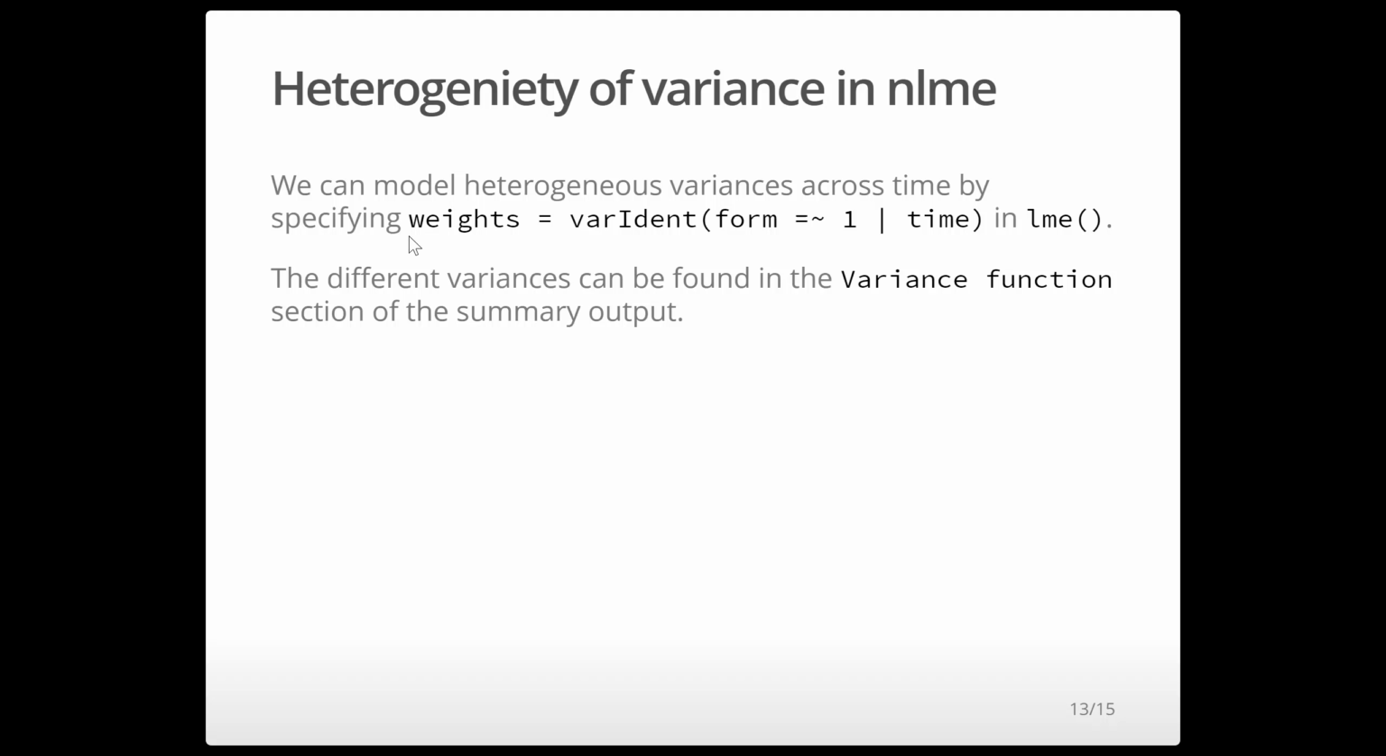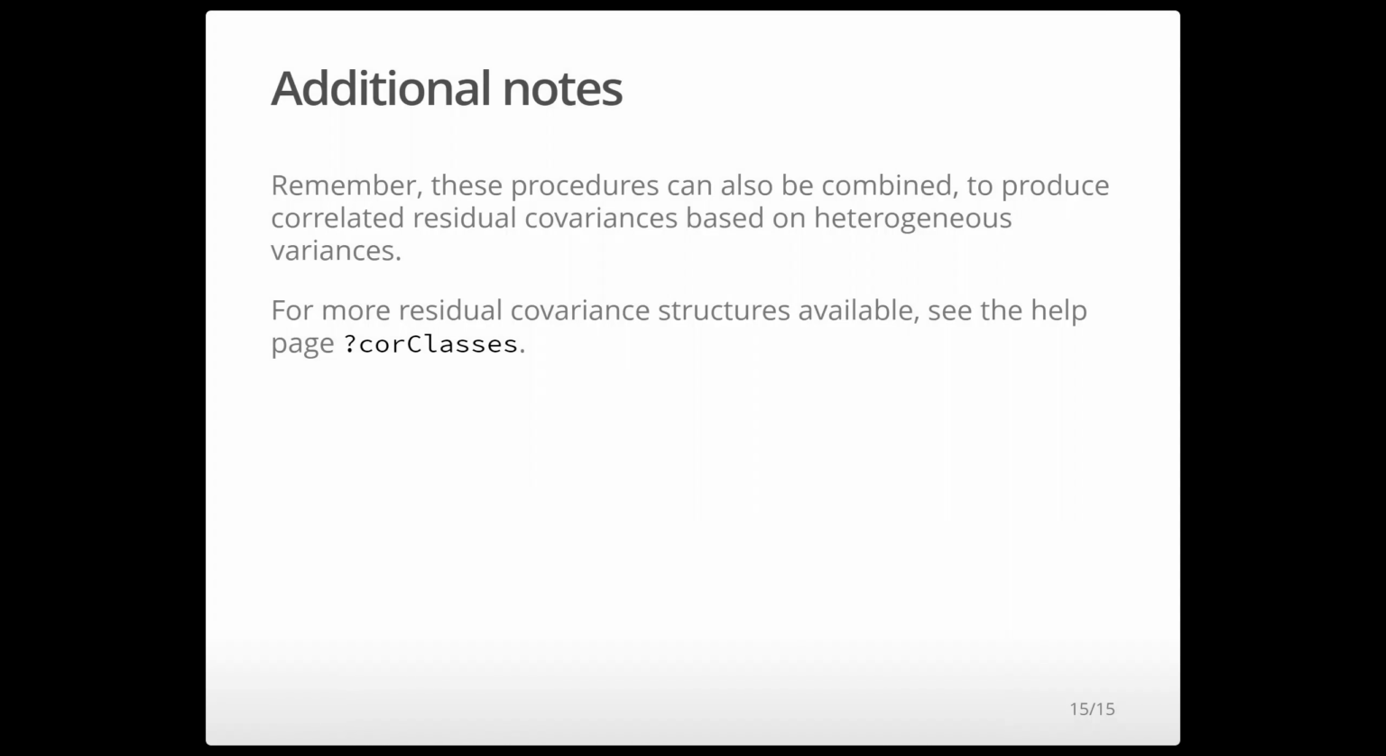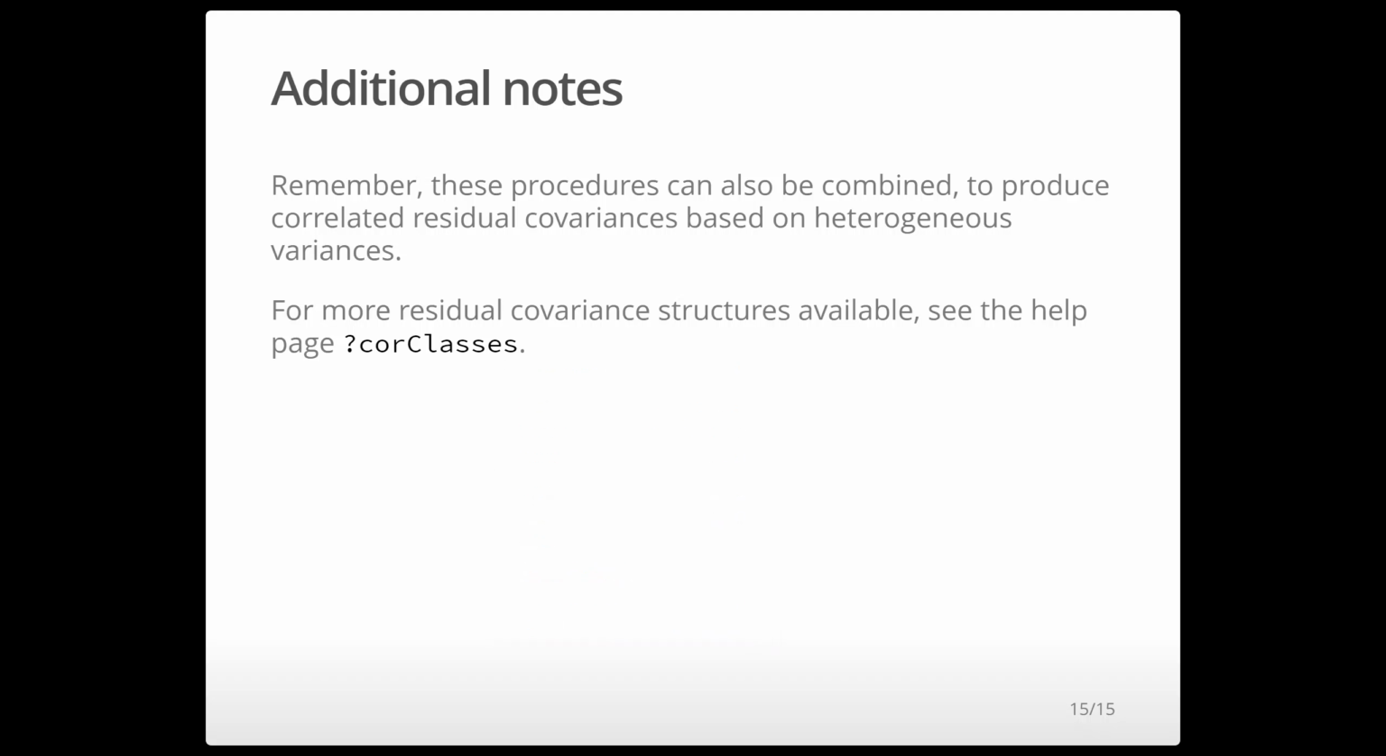So we can specify this using weights equals varIdent, form equals tilde 1 vertical bar time in lme. And so the different variances can then be found in the variance portion of the function. So here I fit the model, and so again, it's cut off. It's down here below the variance function, but this is how you would fit it. We can check for additional types of residual covariance arguments by looking at the corClasses vignette, which can be called in R.